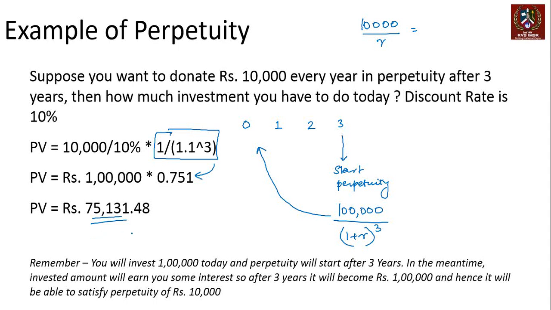75,131 today, that in 3 years will become 1 lakh rupees, and that 1 lakh rupees after 3 years is going to give you 10,000 every year till perpetuity, right? That's how you solve questions on perpetuities, annuities, and compounding.